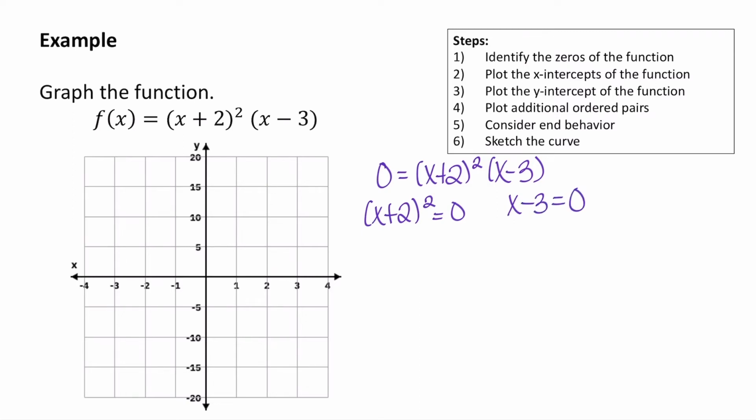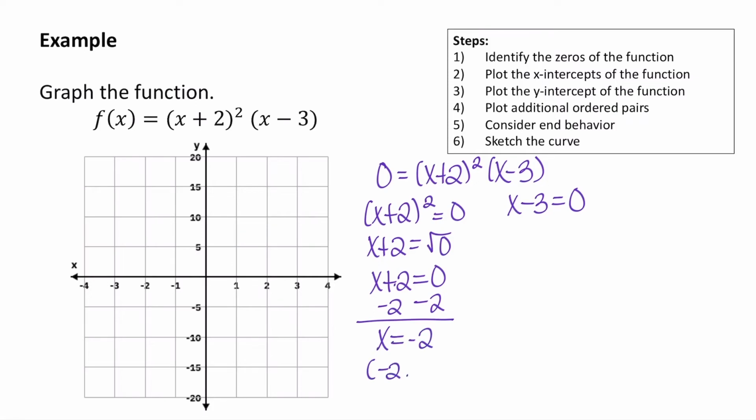So we can undo this by taking the square root of both sides. So we have x plus 2 equals the square root of 0. So x plus 2 equals 0. And then subtract 2 from both sides, which gives us x equals negative 2. So we have an x-intercept at negative 2, 0. And then on x minus 3 equals 0, we're going to add 3 to both sides. So when we do that, we get x equals 3, which means we have another intercept at 3, 0. So I'm going to go ahead and plot those 2 points. So we have negative 2, 0 and 3, 0.